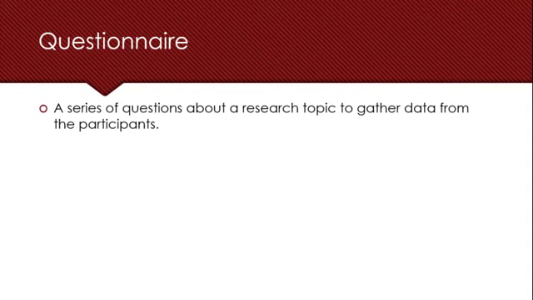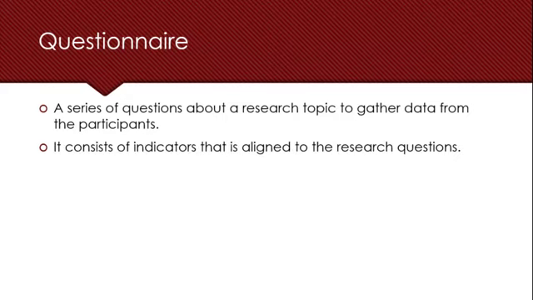Now, first is the questionnaire. A questionnaire is a series of questions about a research topic to gather data from the participants or your respondents. It consists of indicators that are aligned to the research questions or the research objectives. Because remember, at the end of your research, you should be able to answer your research questions or your objectives. So that is why you have to align the questions in your questionnaire so that later on you will get sufficient data to be able to answer your own research questions.